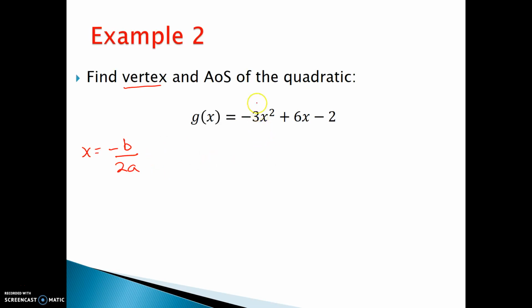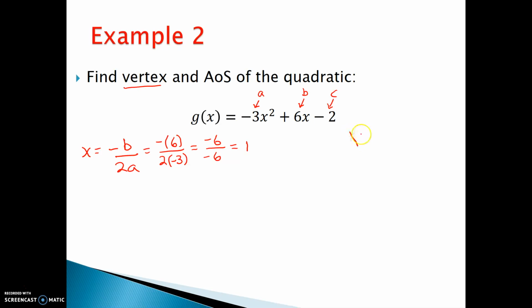Oops, I forgot to label this: my a, my b, and my c. The nice thing was it was in standard form. So let's come back over here. I have negative, what's my b value? 6 over 2 times a, be careful here, it's a negative 3. So now I have negative 3 up top in my numerator, and I have 2 times negative 3, which is negative 6 in my denominator. Well, what's negative 6 divided by negative 6? That's going to give me a positive 1.